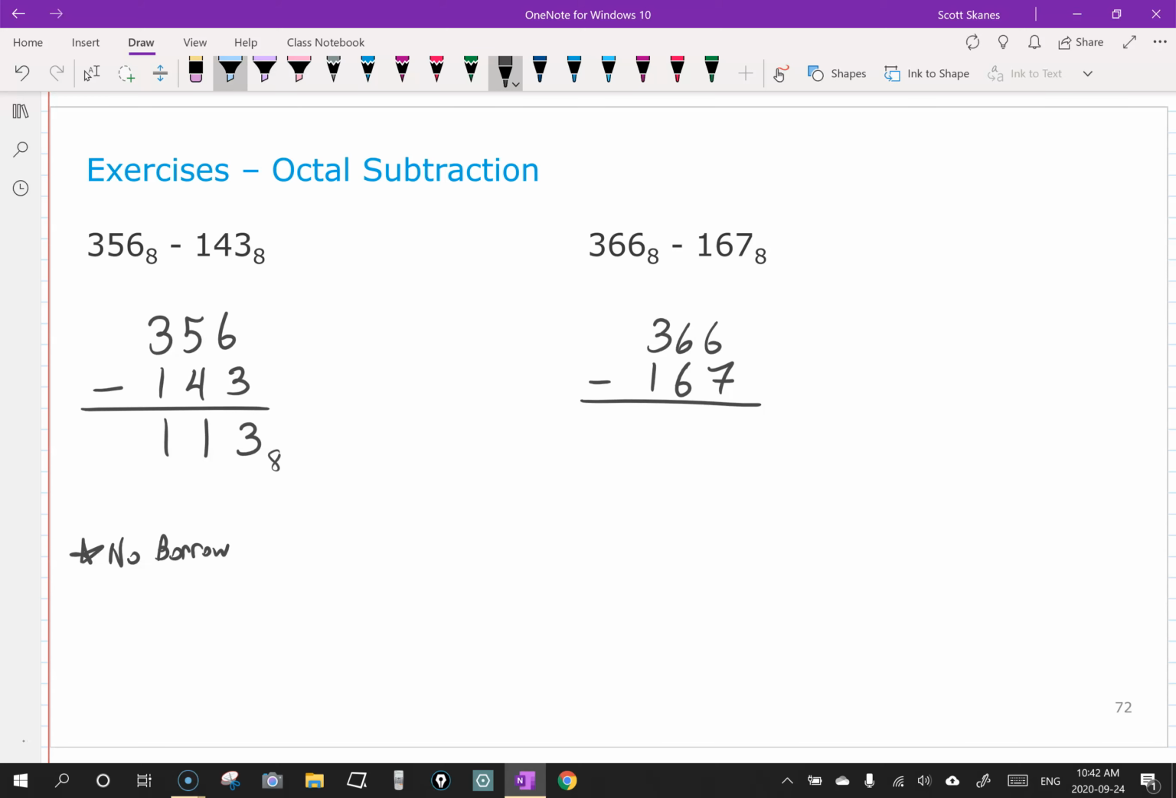Right off the bat here, 6 is bigger than 7. And so we can't just put a -1 there and call it a day. We actually have to steal from the previous column. So we take 1 from that previous column and make it 5, just like when we did it in binary, just like what we do in regular decimal. But that place value is an 8.